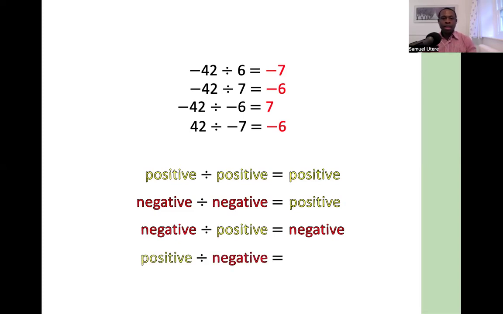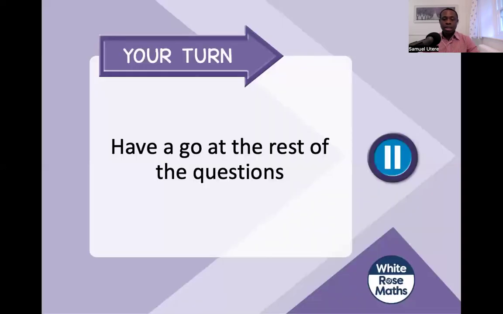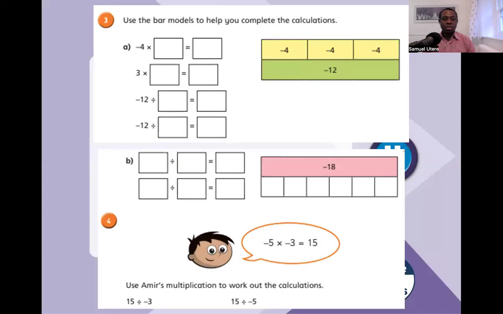Positive divided by negative, you can see here, will give you a negative result. If you recall, in our previous lesson, we also learned that positive times negative will give you negative. So these are really important facts. If you remember the ones for multiplication, division obeyed the same rule. It's now time for you to pause the video and answer these questions. Pause the video and answer questions 3 and 4 in 3 minutes.